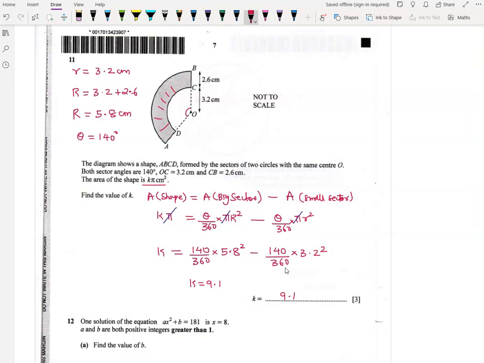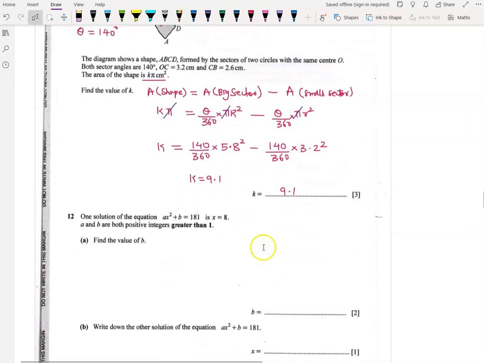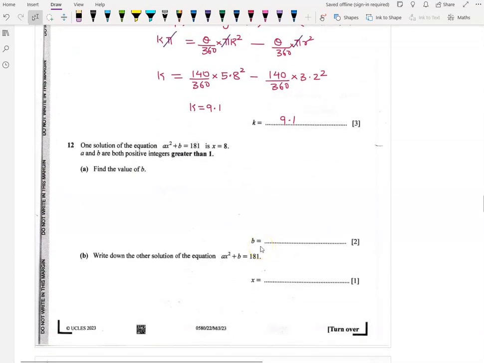Okay. Now question number 12. One solution of the equation ax square plus b equal to 181 is x equal to 8. A and b are both positive integers which are greater than 1. Okay, question is to find the value of b. We have ax square plus b equal to 181. X value is 8, so a into 8 square plus b equal to 181. So that is 64a plus b equal to 181. Now we need to find the value of b.